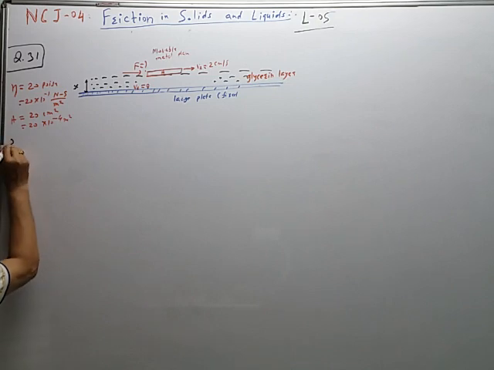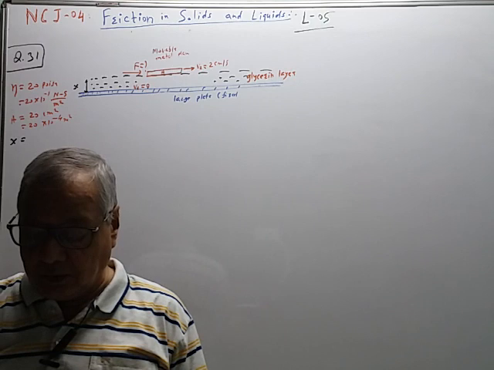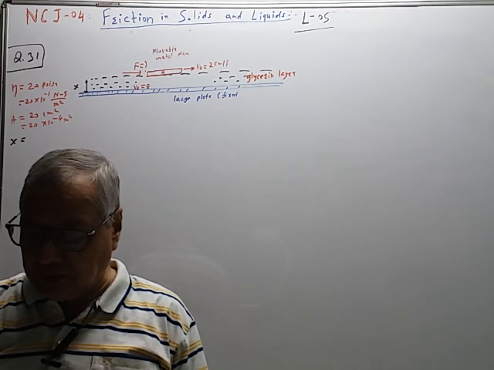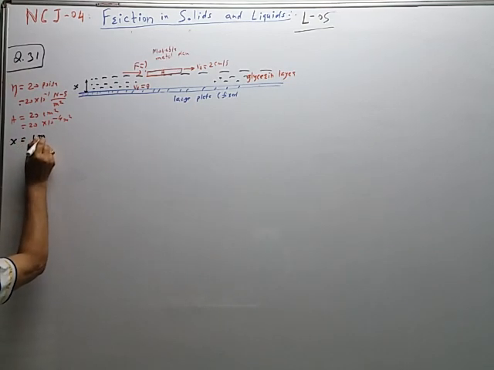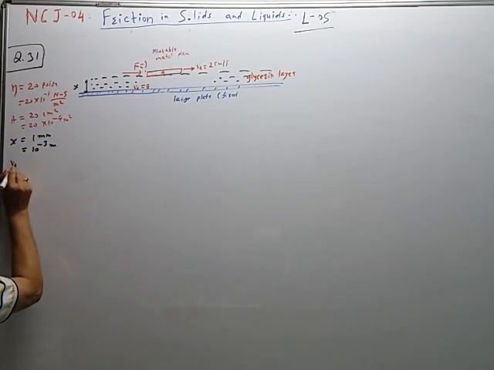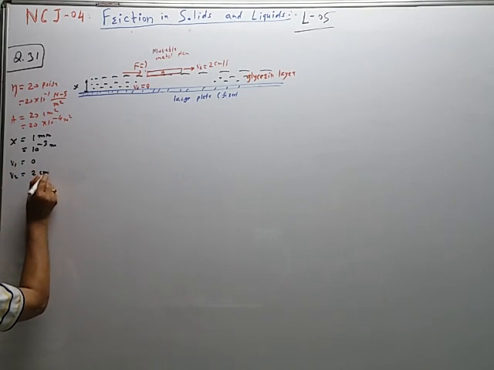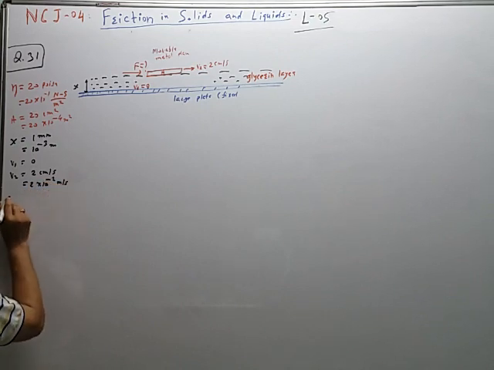x is the thickness of the glycerin layer. The thickness of the glycerin layer is 1 millimeter, which is equal to 10 raised to minus 3 meter. V1 is equal to 0. V2 is equal to 2 centimeter per second, that is equal to 2 into 10 raised to minus 2 meter per second, and we have to calculate the force.